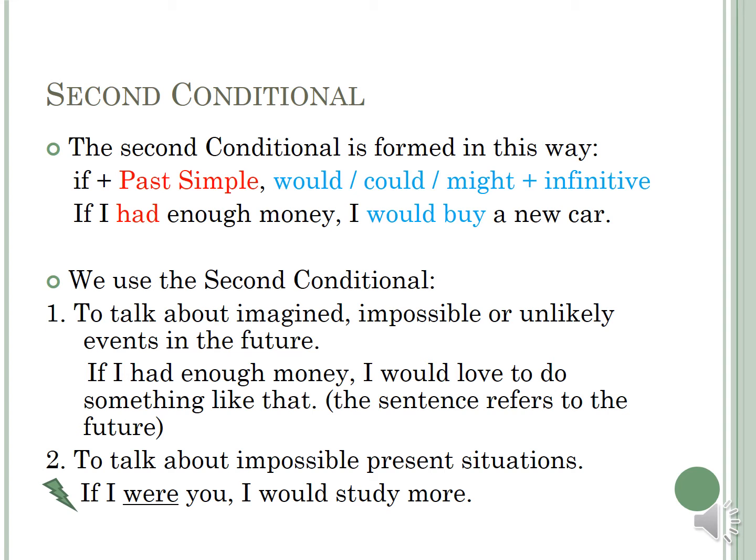We use the second conditional to talk about imagined, impossible, or unlikely events in the future. If I had enough money, I would love to do something like that. The sentence refers to the future. But of course, I don't have enough money. To talk about impossible present situations: if I were you, I would study more. Could also be used as a piece of advice.